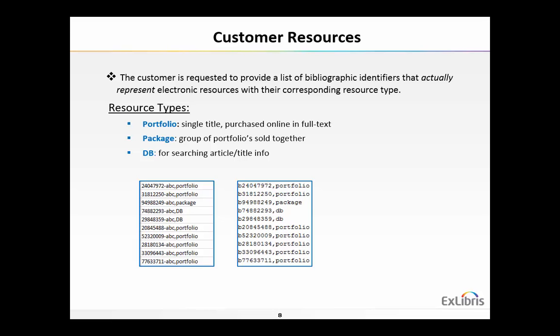The second resource type is package, which is a group of portfolios sold together. Packages are often a cherry-picked selection of journals bundled together and offered by vendors depending on their various business models.